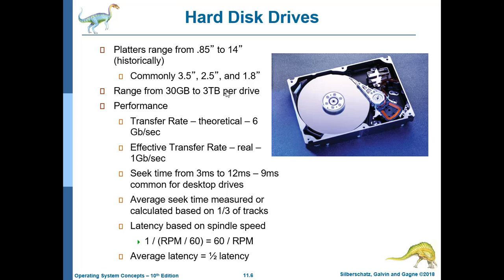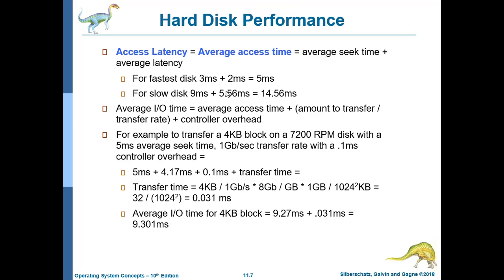Latency based on spindle speed is 1 over RPM, or revolutions per minute, divided by 60, equivalent to 60 divided by RPM. And average latency is 1/2 latency. Next is the hard disk performance. Access latency is equal to average access time, which is the average seek time plus average latency. For the fastest disk, we have 3 milliseconds plus 2 milliseconds equals 5 milliseconds. For a slow disk, we have 9 milliseconds plus 5.56 milliseconds equals 14.56 milliseconds.